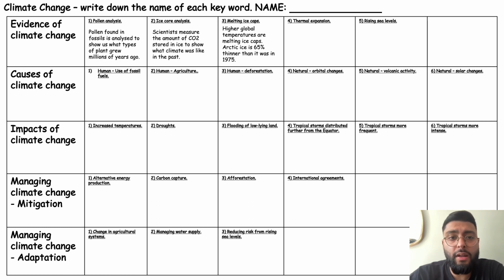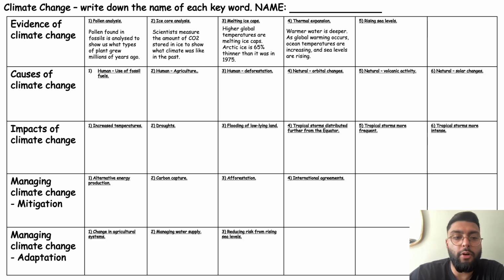Next, thermal expansion. So warmer water is deeper as it expands. So as global warming occurs, ocean temperatures increase and sea levels rise. And thermal expansion, so the expansion of the water due to the hotter temperatures, is thought to account for up to about a third of sea level rise, with the rest being from melting.